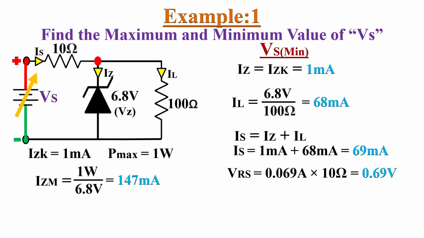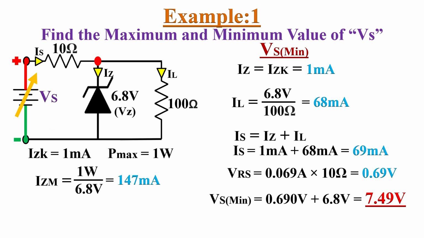Now the source voltage Vs equals the voltage drop across Rs, that is 0.69 volts, plus the voltage drop across this circuit, that is 6.8 volts of Zener voltage, that gives 7.49 volts. So the minimum voltage from the source needs to be 7.49 volts. Anything less than that, there won't be the 1 milliampere current through the Zener diode to allow it to operate in regulation mode.